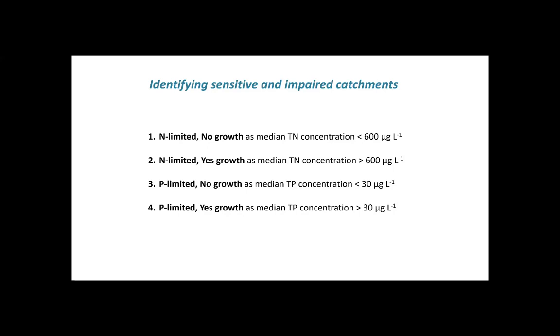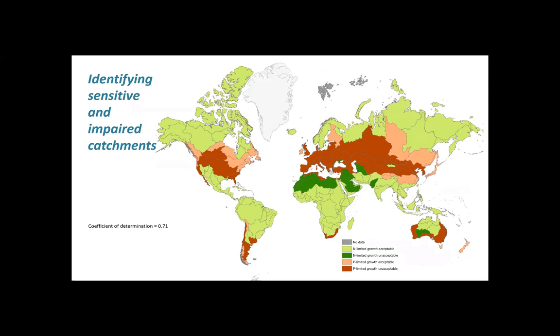Phosphorus limited, there's no growth. And phosphorus limited, and there is growth because it's above that threshold. So when you look at that, again, you can come up with a map which tells you where in the world there is likelihood of periphyton growth associated with either nitrogen or phosphorus limitation, and whether that growth exceeds a threshold.